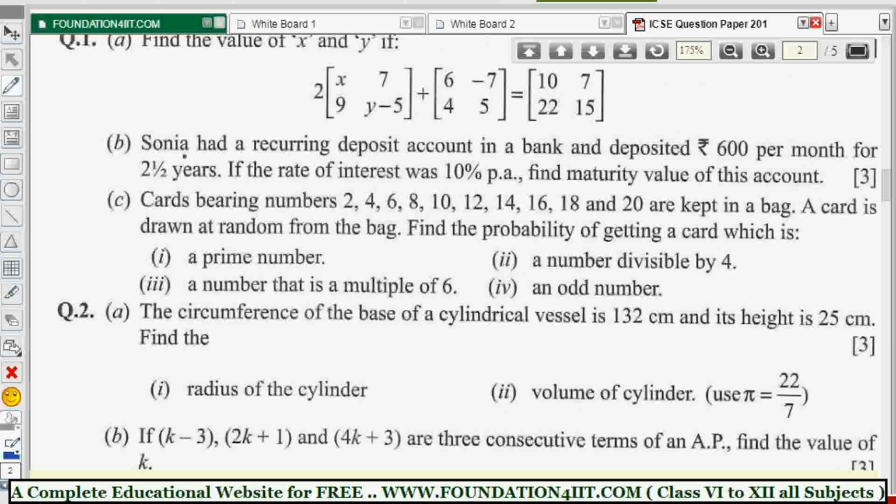Okay, see second. Sonia had a recurring deposit account in a bank and deposited 600 per month for 2.5 years. The rate of interest is 10% per annum. Find the maturity value of this account. So if you know the simple interest and maturity value formulas, then you can do it easily. Recurring deposit, this is from the banking chapter. Deposited 600 per month, so there is a monthly installment. So take it as 600. That is P.